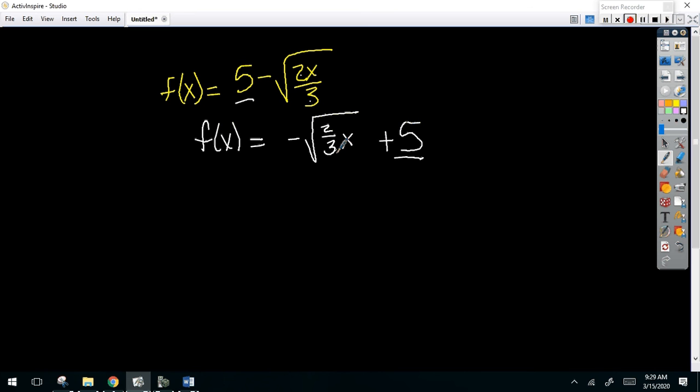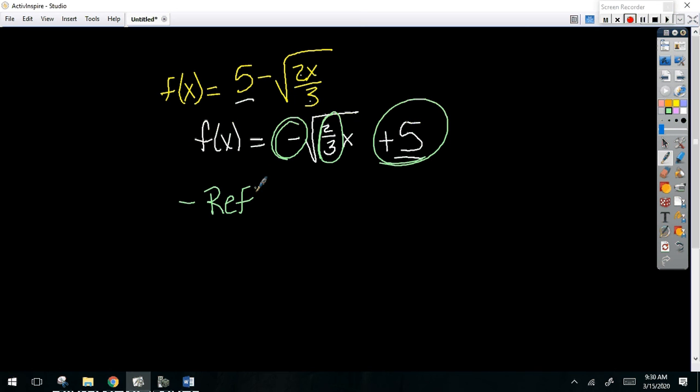So as we go through that, be very careful. All right. So what I have here are 3 things impacting my transformations. I have this negative sign in front, I have this 2/3, and I have this positive 5. So let's see what everything does. The negative is out front. The negative again indicates a reflection, and because it is done to the entire equation, it's a reflection over x.